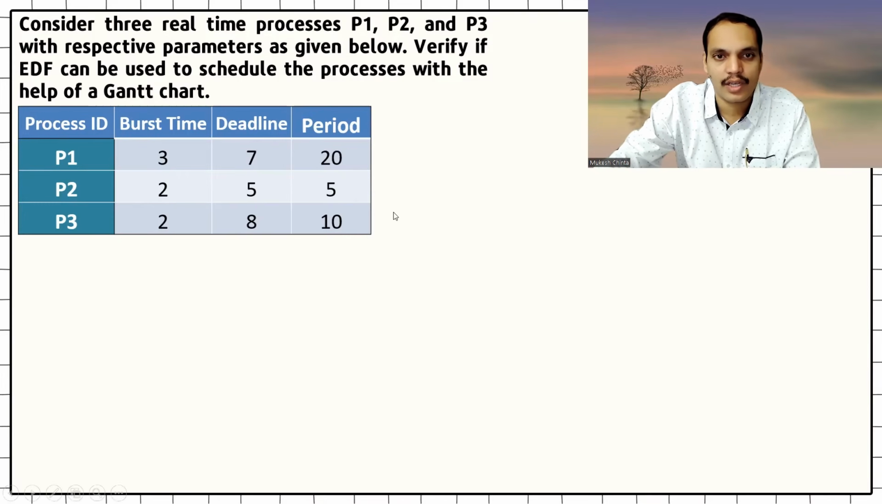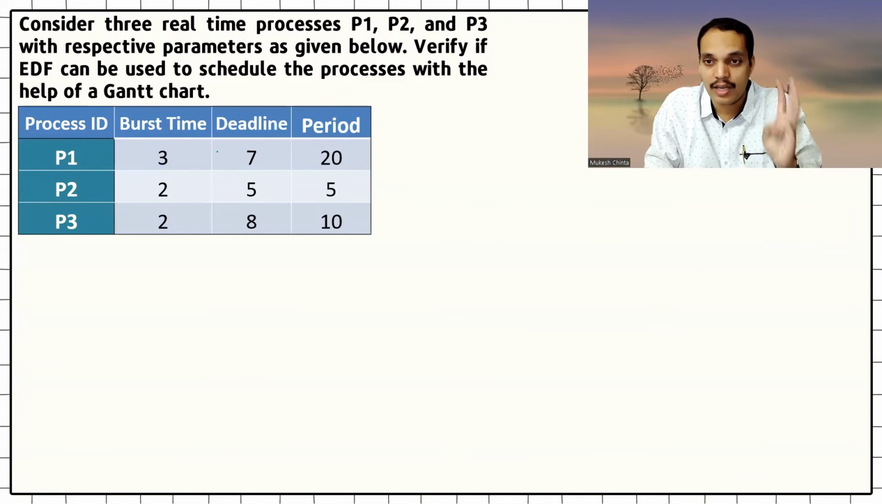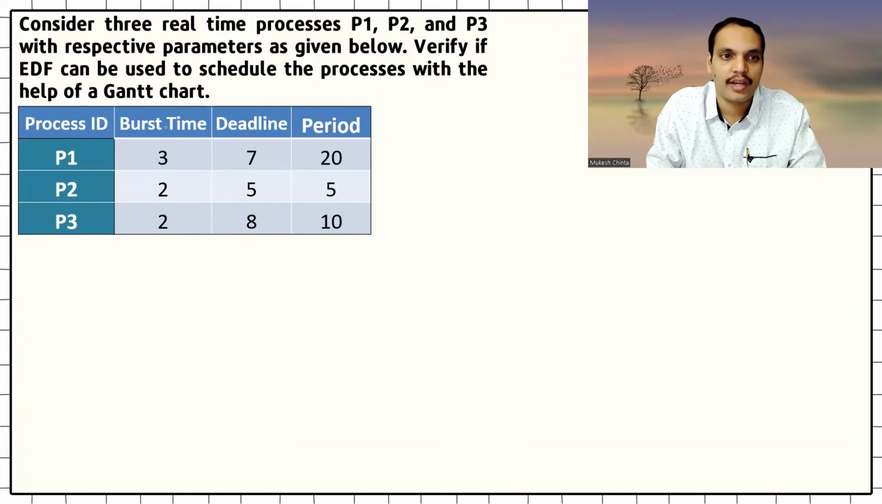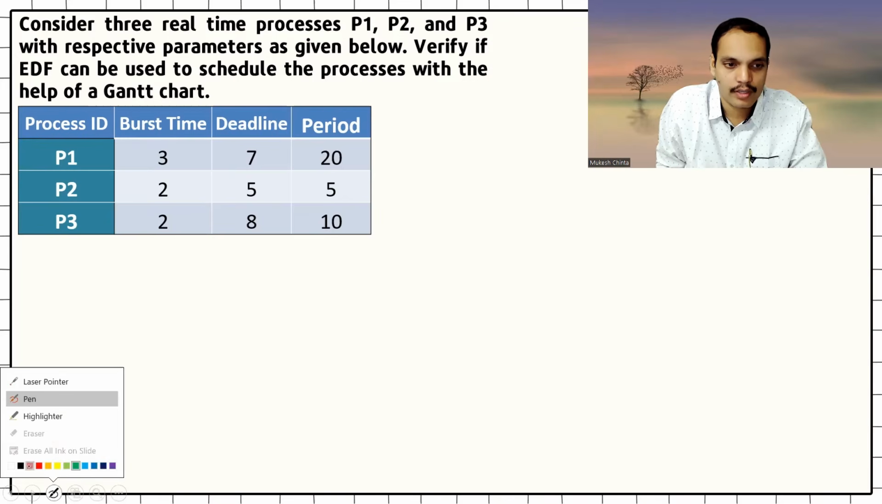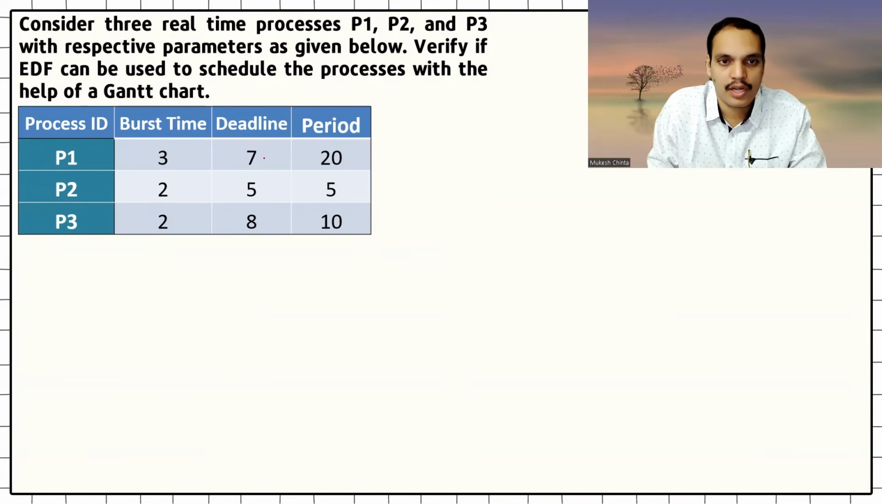Once again, if you see this particular table, you can understand that we are dealing with real-time processes P1, P2, P3, and there are three parameters which define a particular real-time process. Here for P1, P2, P3, burst time is 3, deadline is 7, and period is 20. Verify if EDF can be used to schedule the processes with the help of a Gantt chart.